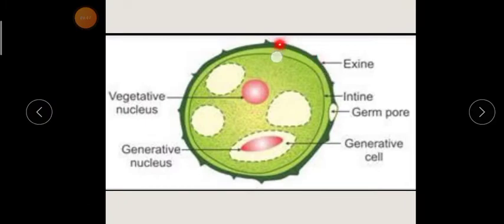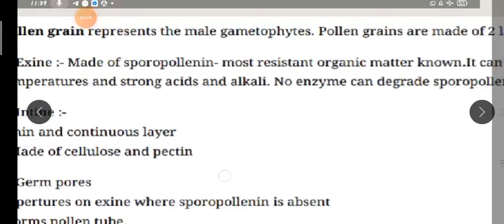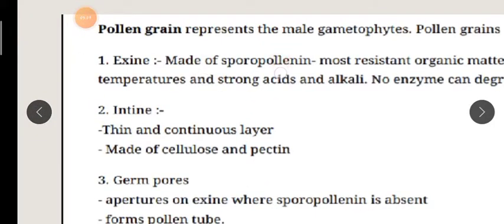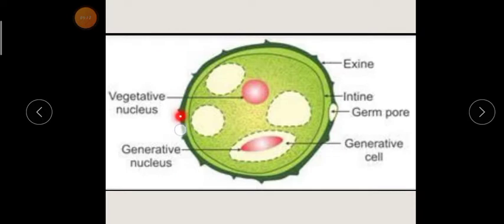This exine is made up of a substance called sporopollenin, which is very resistant and strong in nature. Nothing can come and break this sporopollenin. That's why it is present in the exine, because the pollen grain is the main important part of the male reproductive system of the flower. That means it is a male gamete, responsible for carrying future generations. For making new plants, this pollen grain is very useful.